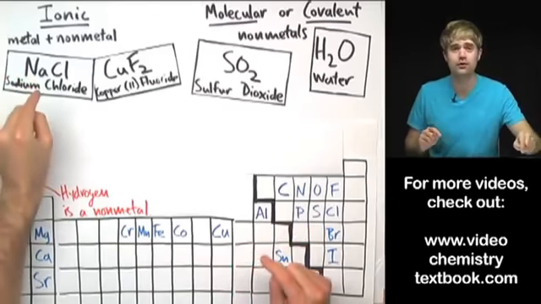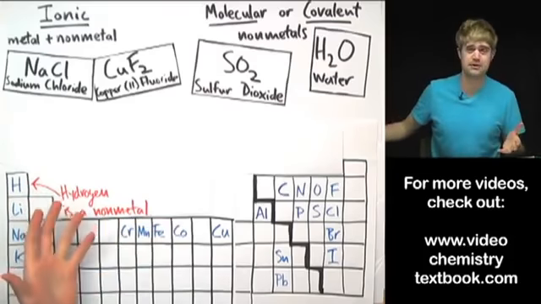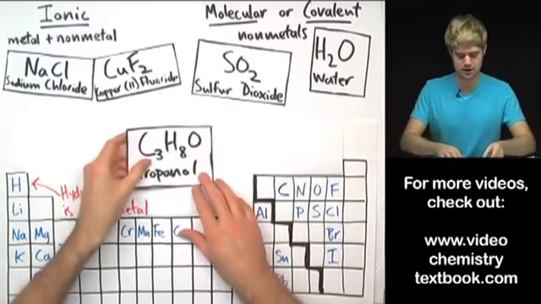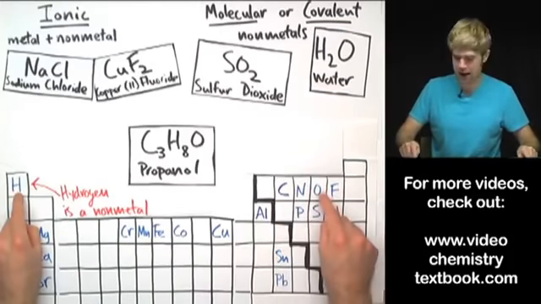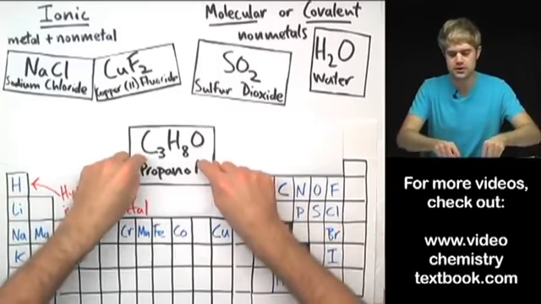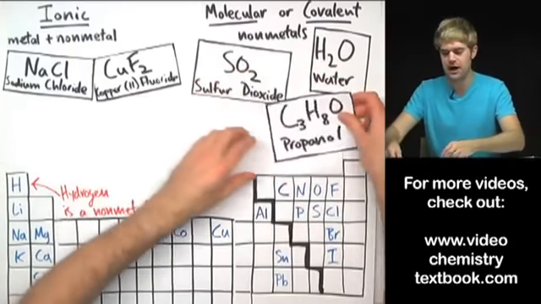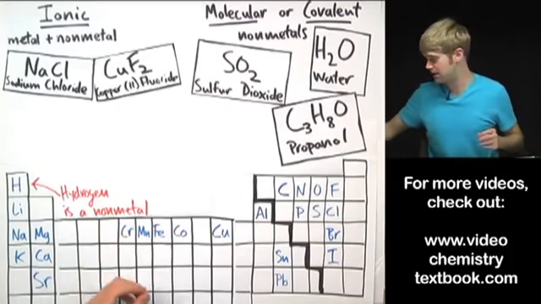So far, we've only looked at compounds that have two elements in them, but there are a lot of compounds out there that have more than two elements in them, okay? So propanol, for example, is made of carbon, hydrogen, and oxygen. All three of these are nonmetals, though, so this is still a molecular or covalent compound, even though it has a bunch of nonmetals in it, okay? Don't be confused by that.